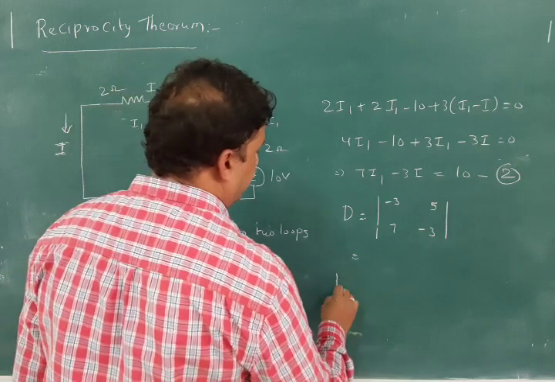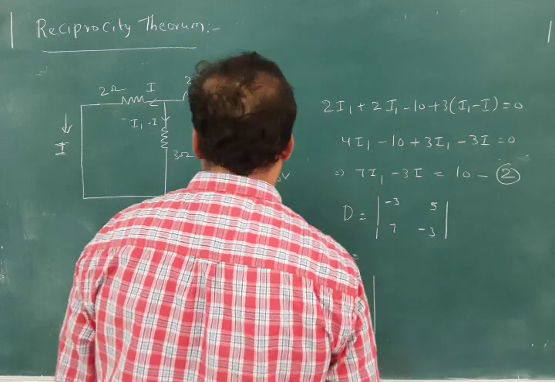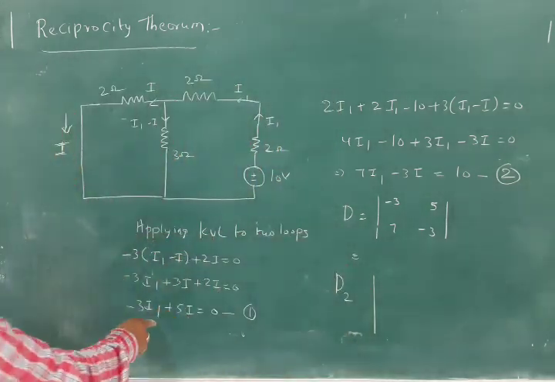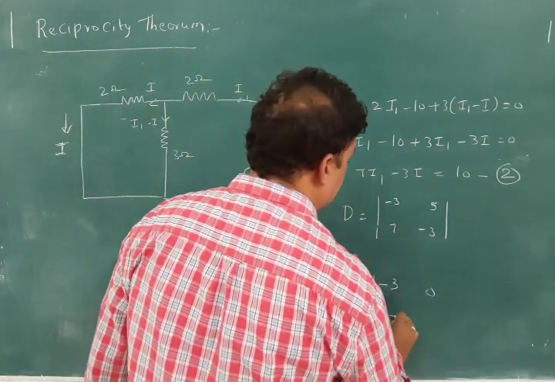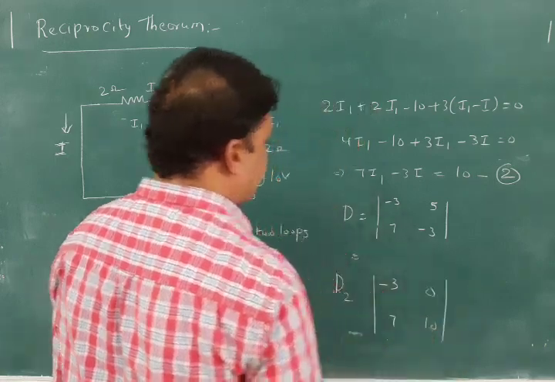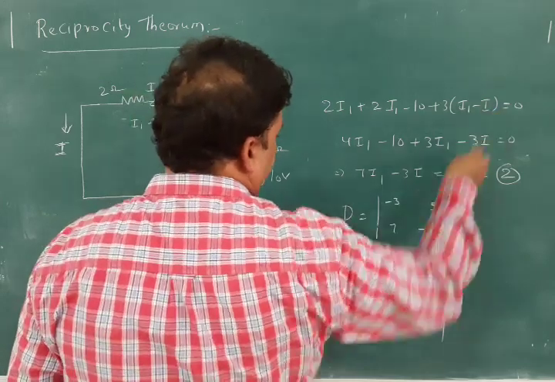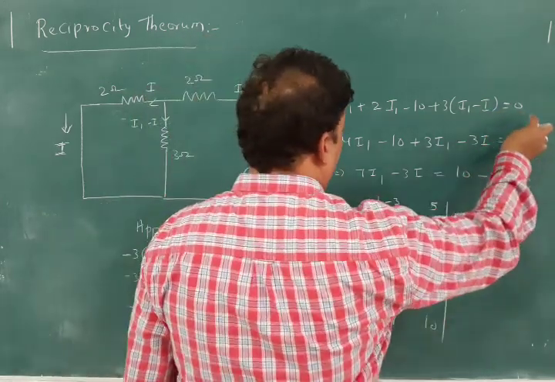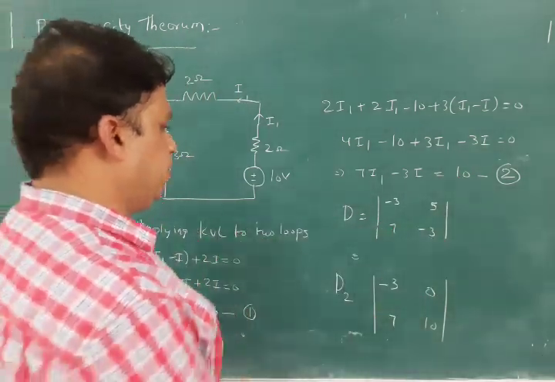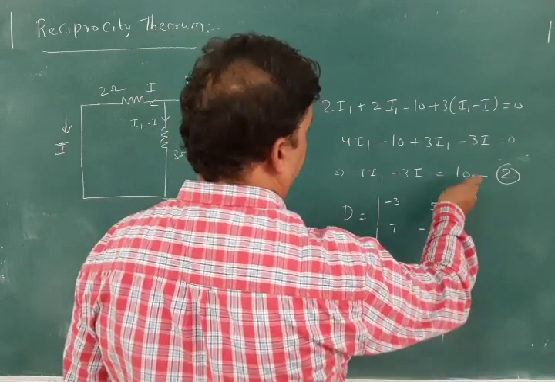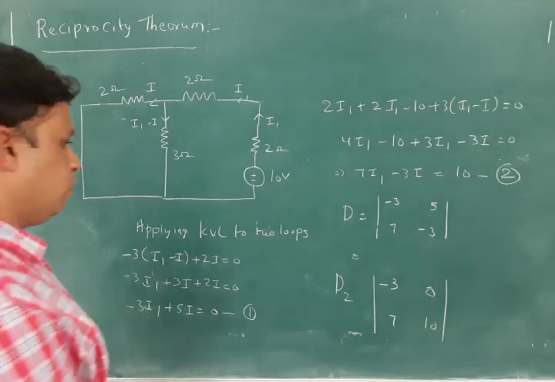And you have to find D2 also. D2 is equal to, you can write from the equations you can see here, minus 3, 0, 7, 10. Because it does not have the I coefficient, it will have the constant terms 0 and 10 here. This is the 0 term of the first equation, and 10 is the constant of the second, okay, 0 and 10. So we should write the values of this one.